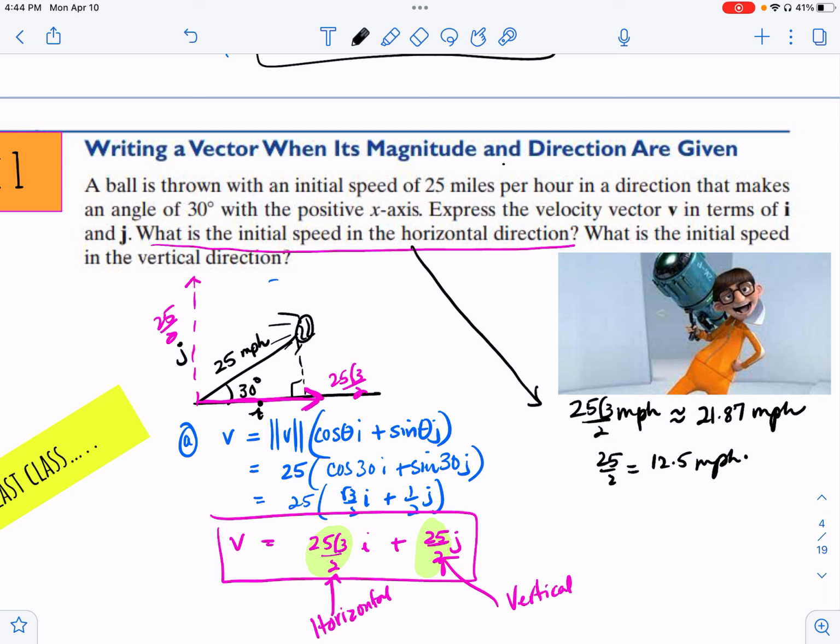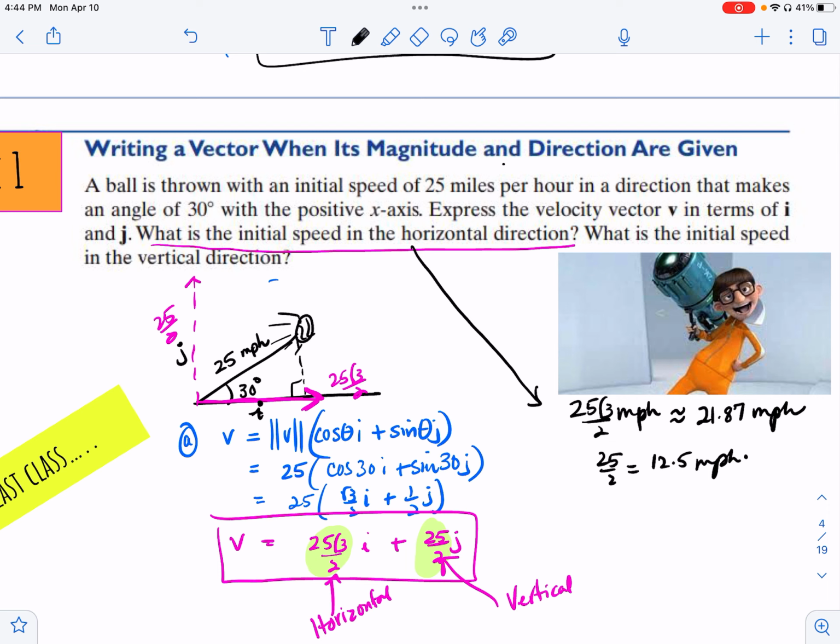I did do it in class last time, I'll do it again. A ball is thrown with an initial speed of 25 miles per hour, and that tells me the magnitude of the velocity is given. Also, they've given me the direction: it makes 30 degrees with the positive x-axis. So if that's the ball being thrown in the air, the angle it makes with the positive x-axis is 30 degrees, and its magnitude is 25 miles per hour. If I were to complete that triangle, there should be a 90-degree angle. Now let's see what the question is asking me.